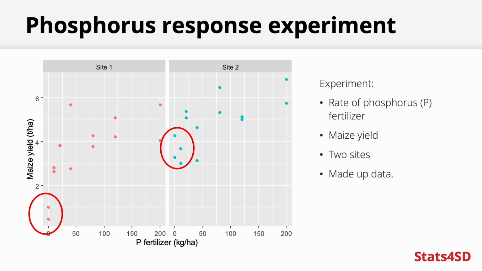Here's a bit of data from an agronomic experiment. The experiment compares the effect on maize yield of adding different levels of phosphorus fertilizer, and it was done at 2 sites. I actually made up this data in order to keep it simple and illustrate a point. Just looking at the graphs shows that the crop seems to respond to increasing phosphorus. That happens at both sites, but the situation is different in the 2 cases. For example, the yield without fertilizer is much lower in site number 1 than in site 2.